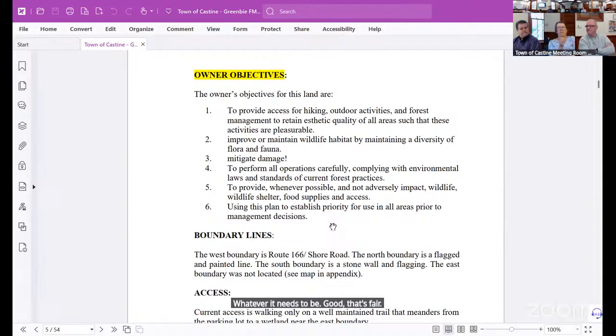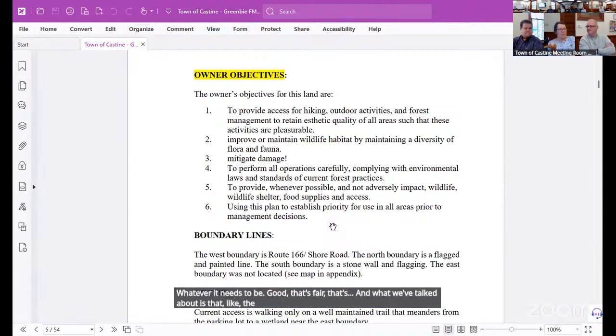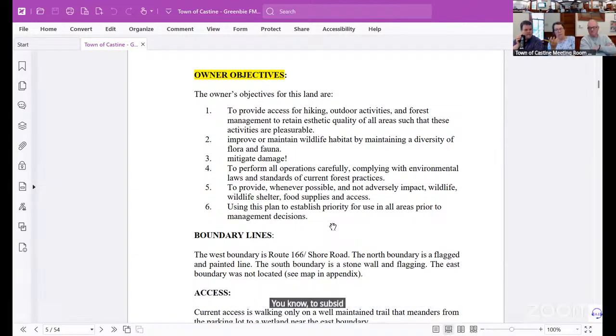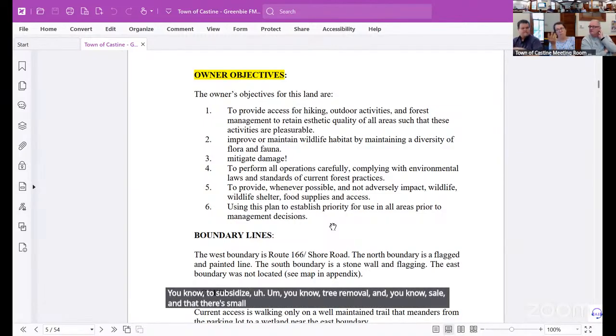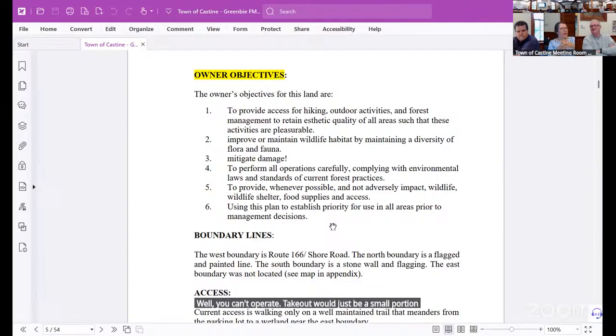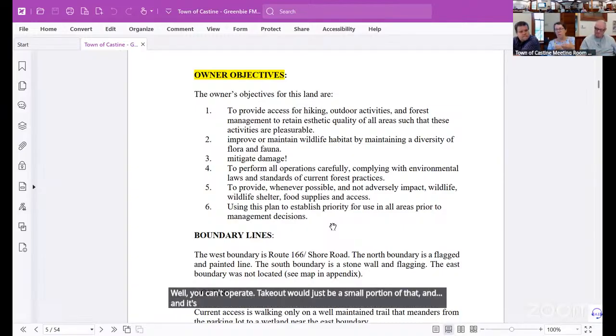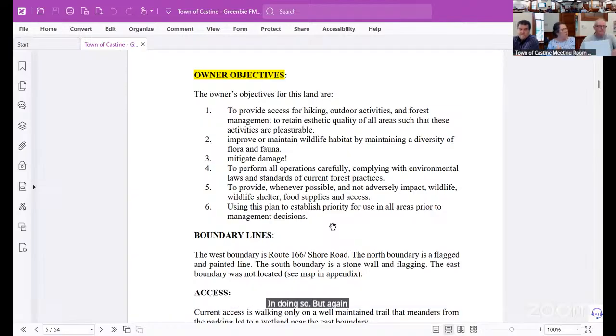And what we've talked about is that the town is not going to have a lot of money to subsidize tree removal and sale, and that the lots are small. Even though it's 40 acres, the part that you might take out would just be a small portion of that. It's hard to even recover your costs in doing so. But again, if it's got value, somebody will cut it. You're just going to get stumpage anyways.